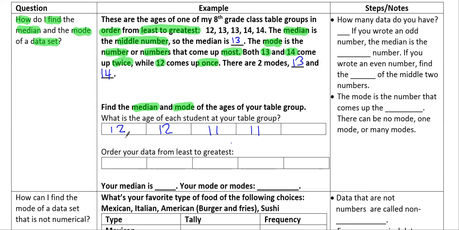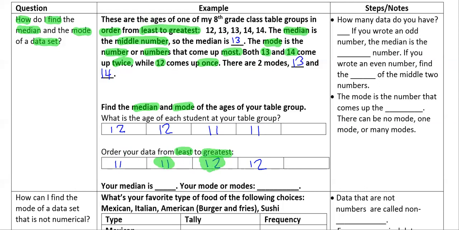Well, the first thing we have to do is order our data from least to greatest. So whenever we're finding a measure of center, mean, median, or mode, a single value to describe the data, we want to order from least to greatest. So 11, 11, 12, 12. Well, we talked about this. How many data are in our data set? 1, 2, 3, 4. An even number of data. So we're going to want to find the mean of the middle 2 values to find the median.